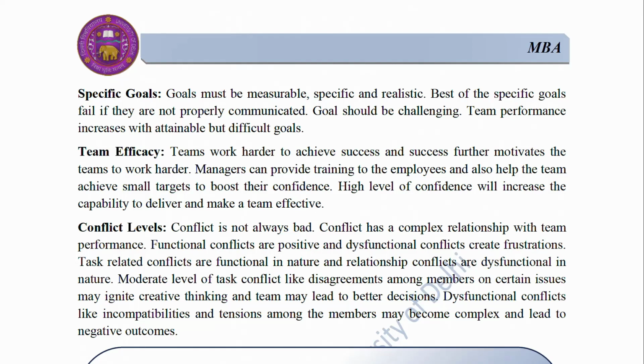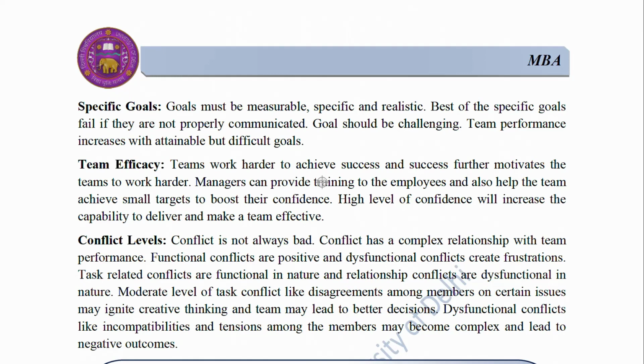Conflict levels. Conflict is not always bad. Conflict has a complex relationship with team performance. Functional conflicts are positive and dysfunctional conflicts create frustration. Task-related conflicts are functional in nature and relationship conflicts are dysfunctional in nature. A moderate level of task conflict, like disagreements among members on certain issues, may ignite creative thinking and lead the team to better decisions. Dysfunctional conflicts like incompatibilities and tensions among the members may become complex and lead to negative outcomes.